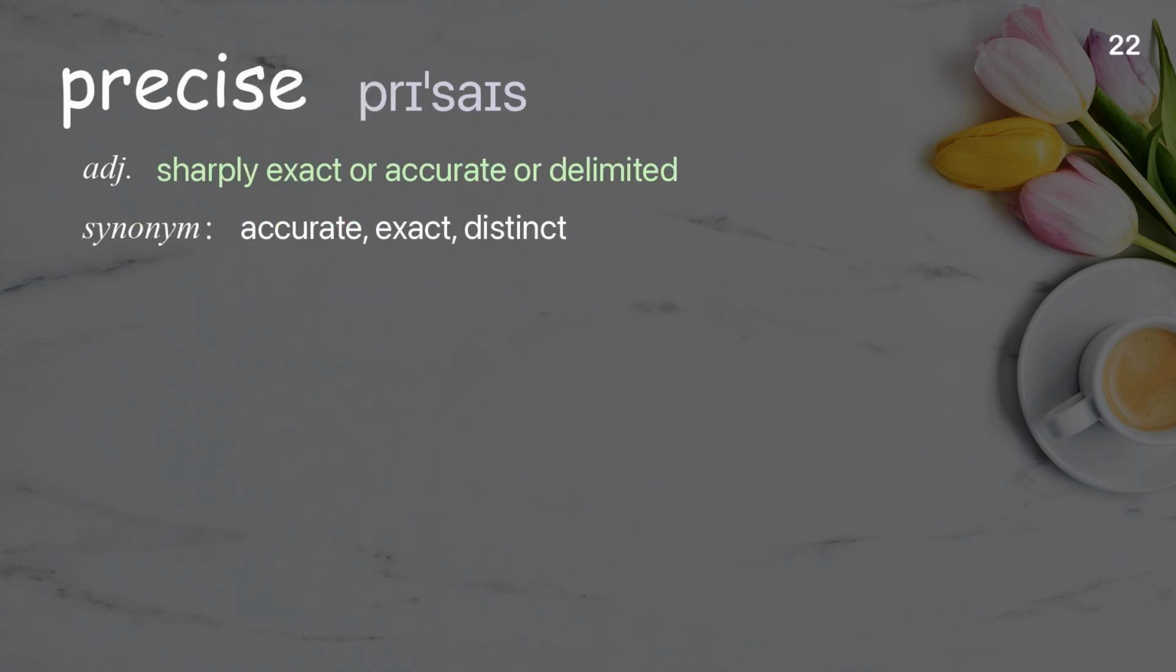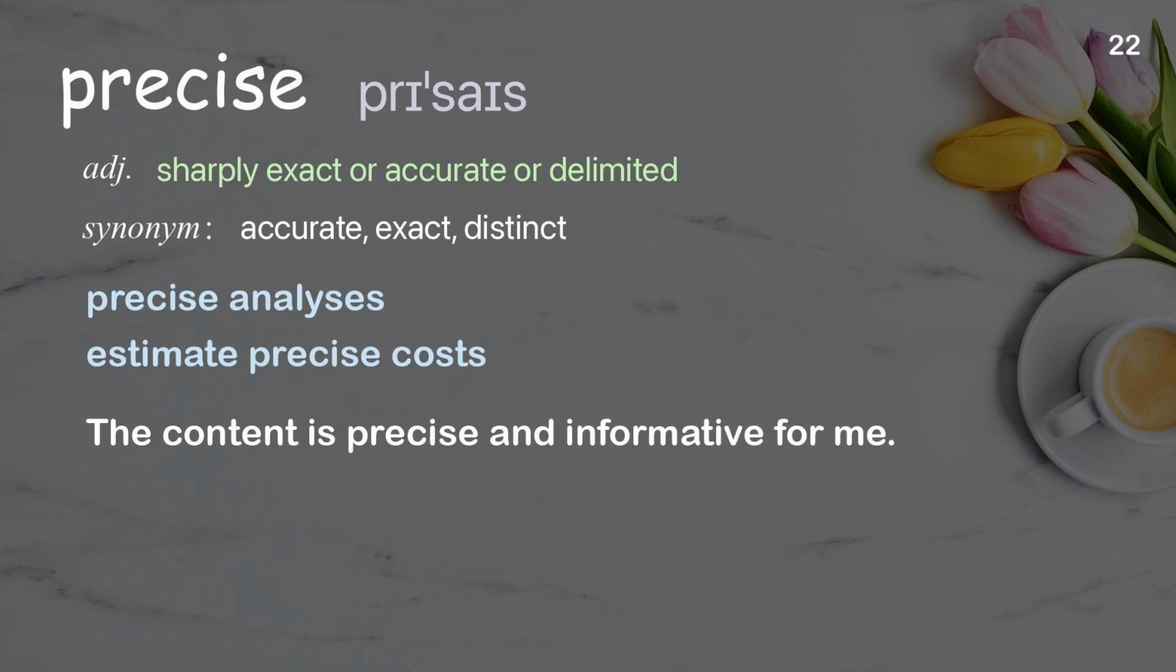Precise. Sharply exact or accurate or delimited. Examples: Precise analyses. Estimate precise costs. The content is precise and informative for me.